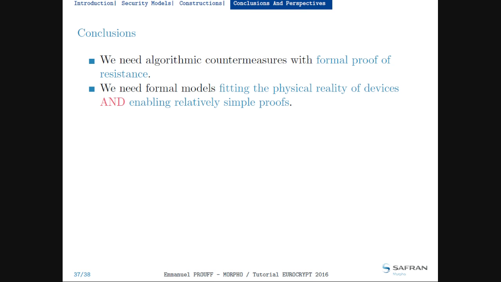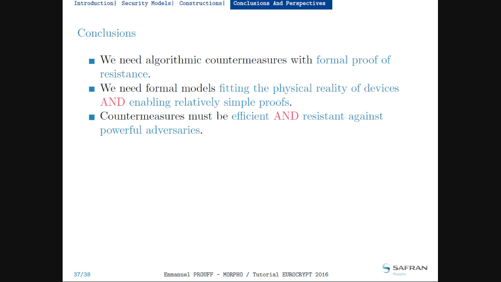We have models which are good because they enable simple proofs, but they are not as realistic as we would like. But we also have, on the other hand, models which are very realistic, but proving with these models is much more complex. What I wanted to show is also that countermeasures must be efficient and resistant against powerful adversaries. So this is always a trade-off.